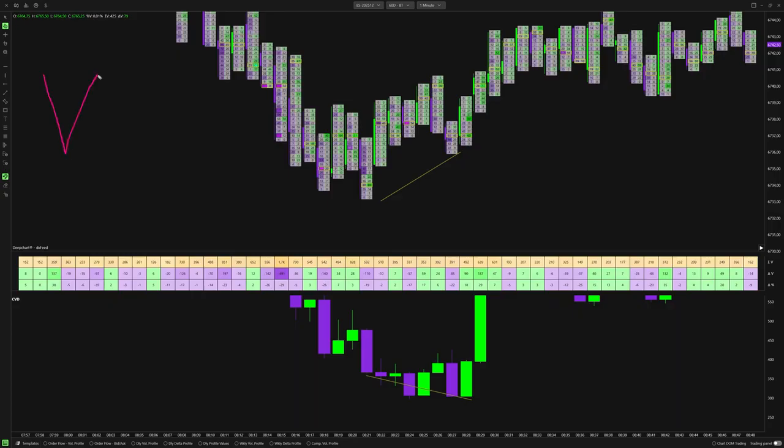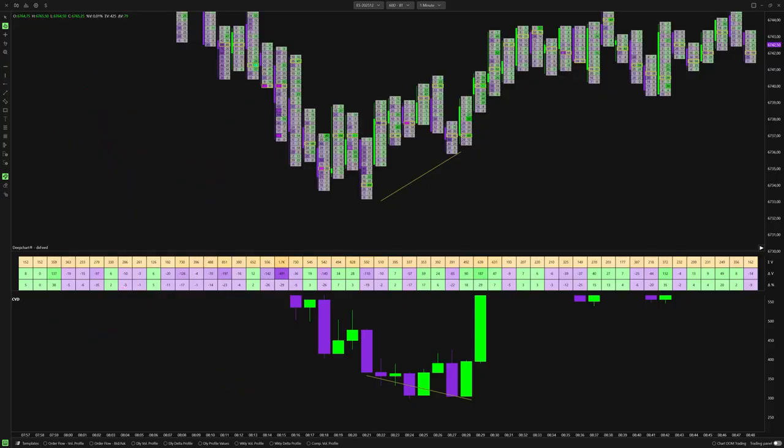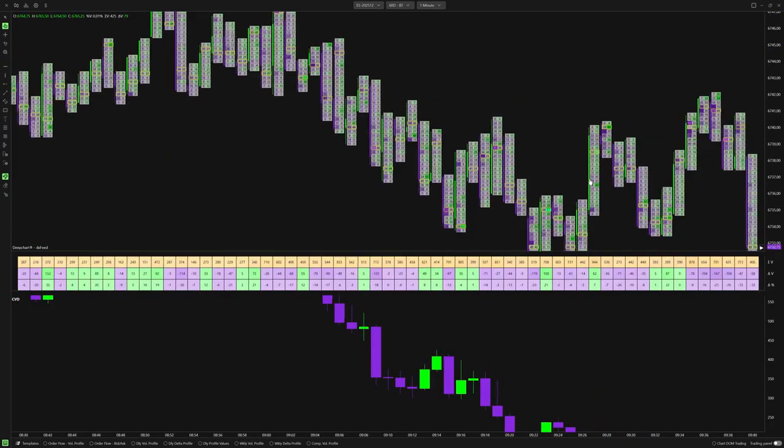So if this is a lack of participation in the movement, this is a lot of effort in this movement but very low results, so absorption. This is what we call an absorption in the CVD. These are the two main patterns. You know, this is the classical bread and butter of CVD, okay?